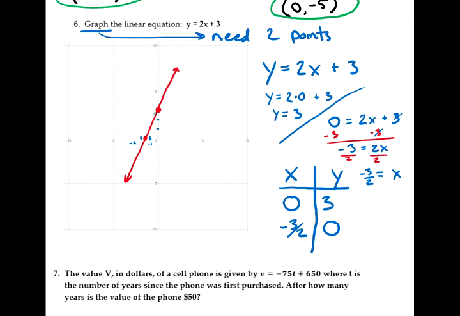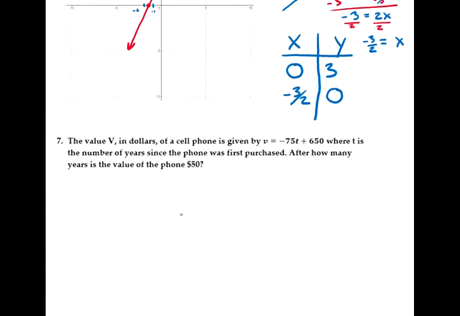All right, one more on this worksheet before we move on to the next video. So here we have a word problem. The value given by V in dollars of a cell phone is given by V equals negative 75 times T plus 650, where T is the number of years since the phone was first purchased. After how many years is the value of the phone $50?